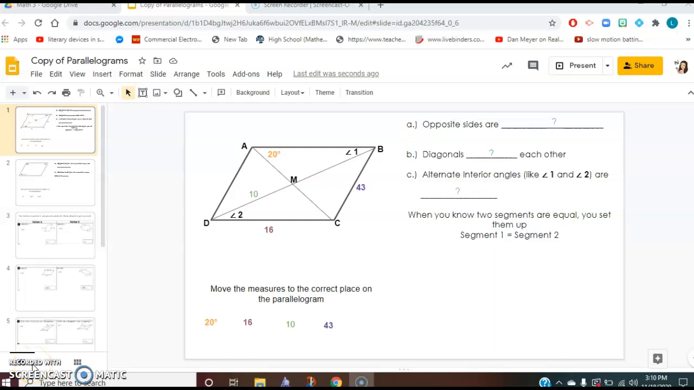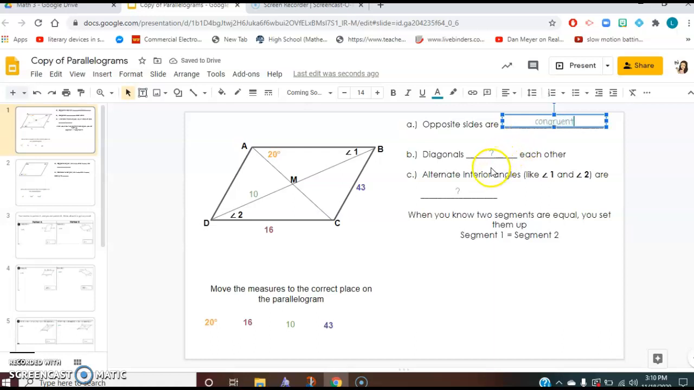Hi guys, in this video I'm going to go over the properties of parallelograms, and I am going to do partner A's examples, and your assignment is to do partner B's examples. So in every parallelogram, opposite sides are parallel, but they are also congruent, which means they equal each other.